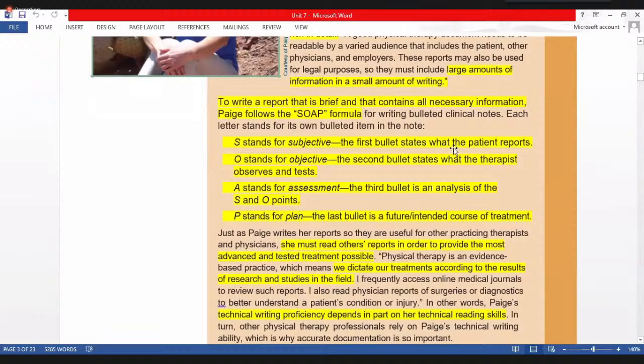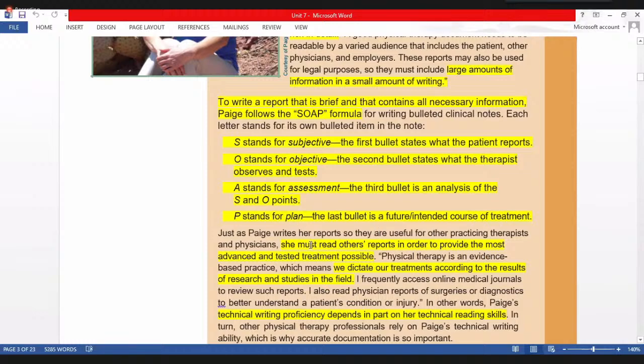The first bullet states what the patient reports. The second bullet states what the therapist observes and tests. A stands for the third bullet, an analysis of S and O, and P stands for plan. The last bullet is a future intended course of treatment.